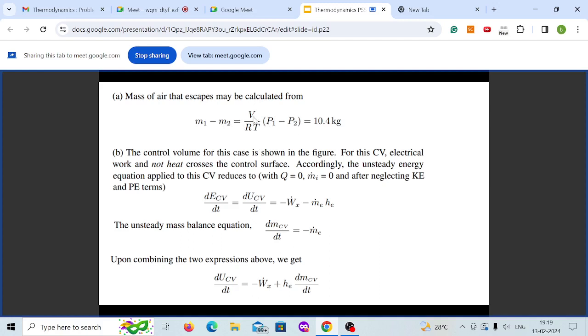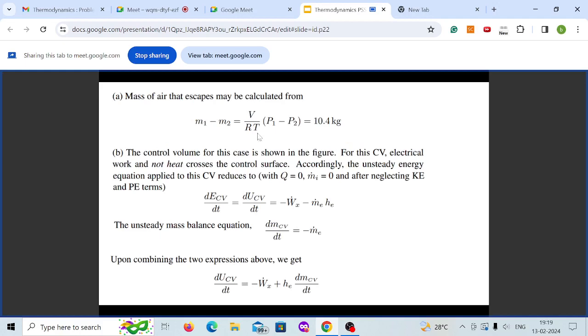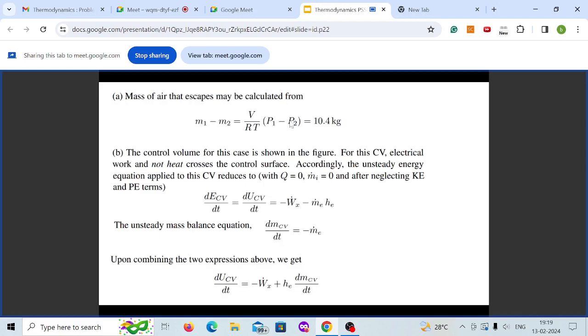so convert it into meter cube. So there will be 1 meter cube divided by R for air, so 8.31 divided by 29.84, and the temperature is 300 Kelvin, and the pressure is 10 bar minus 1 bar, into 10 power 5. So substituting that, you will find that the mass which has escaped, M1 minus M2, is nothing but the mass of air which has gone out of the tank. So this will be equal to 10.4 kgs.